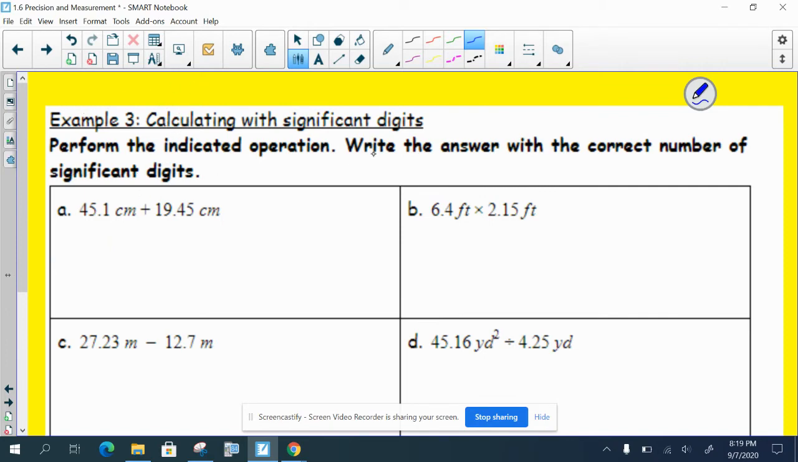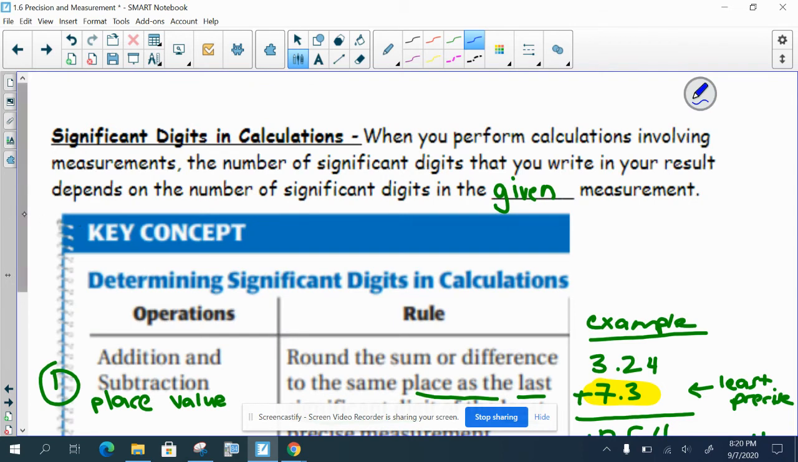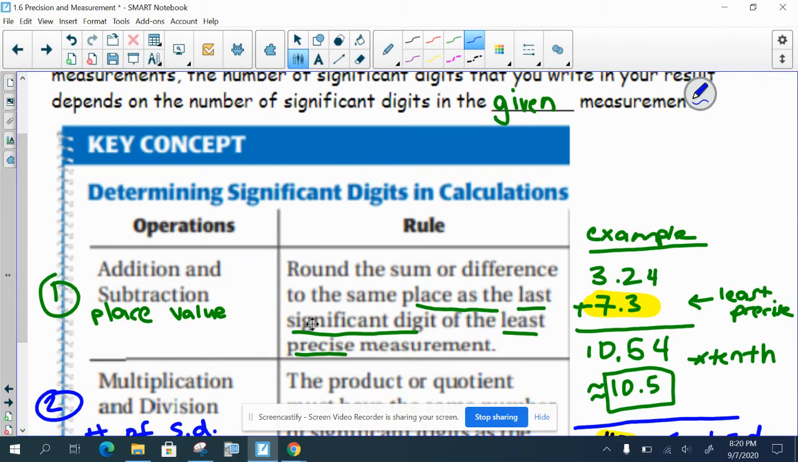So now we're going to do some examples with calculating with significant digits. All right, so part A. So go ahead and if you add this in your calculator, you'll get 64.55. And then centimeters adds to centimeters. Okay, but now let's think about how we'll need to round. Well, this is adding and subtracting. And the rule for that, going back here, says based on the least precise measurement, you go by the place value. So the place value as the last significant digit of the least precise measurement.